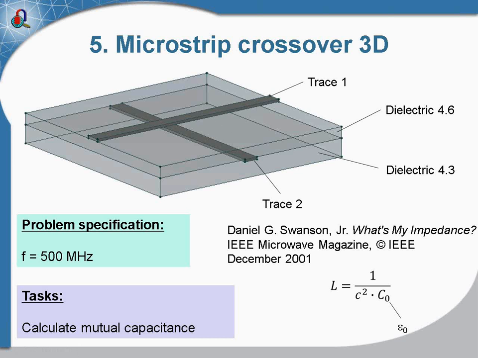The dielectric board is multi-layered. There are two layers. The first layer has the dielectric permittivity of 4.3 and the second layer has the dielectric permittivity of 4.6. Now this case could be simulated with QuickField.